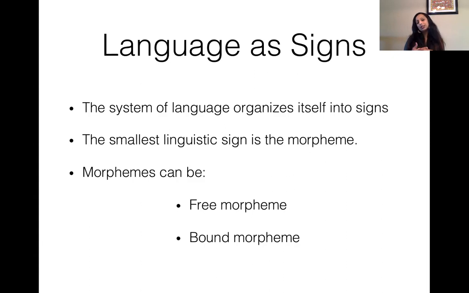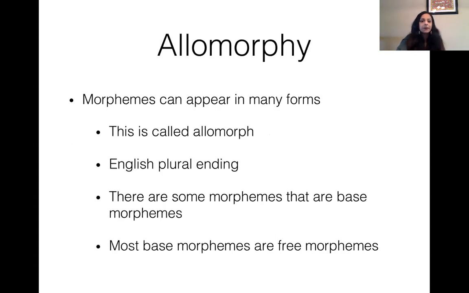The smallest linguistic sign is the morpheme, and morphemes come in two kinds: free morphemes and bound morphemes. Since it's a review class, when I mention a term like free morpheme, start thinking of a couple of examples. It will be good to keep your Linguistics 315 material with you as we go along this semester.